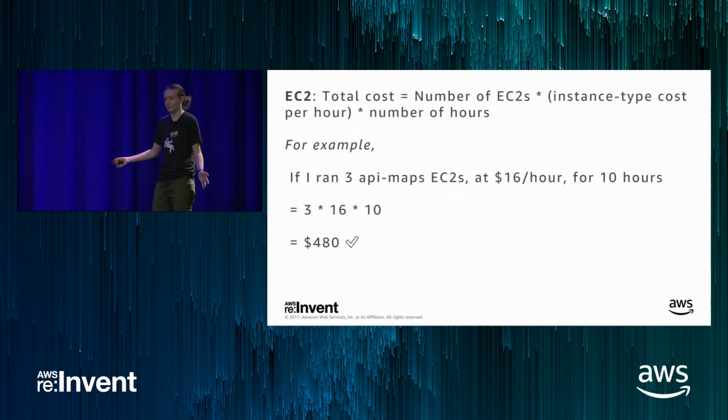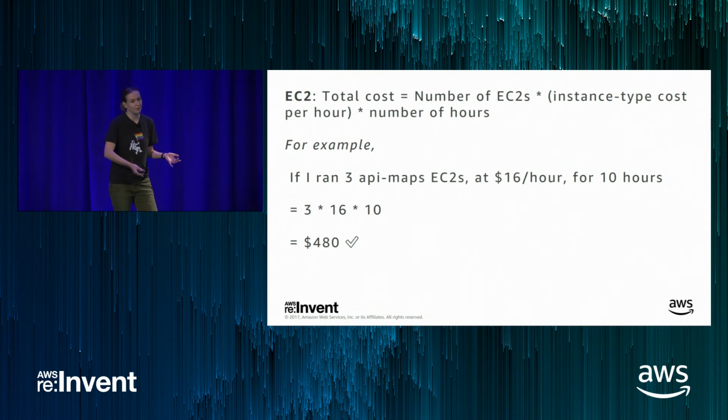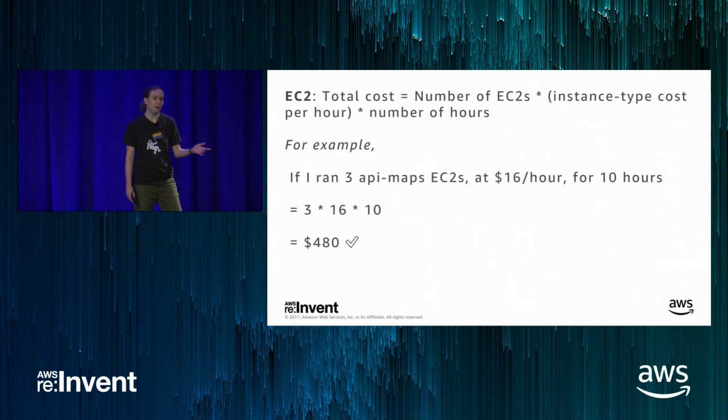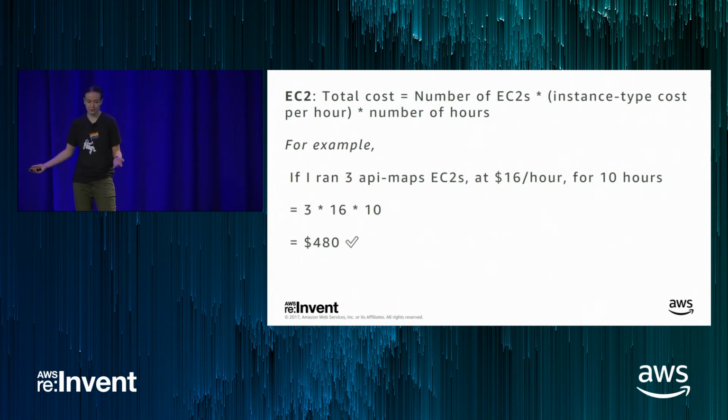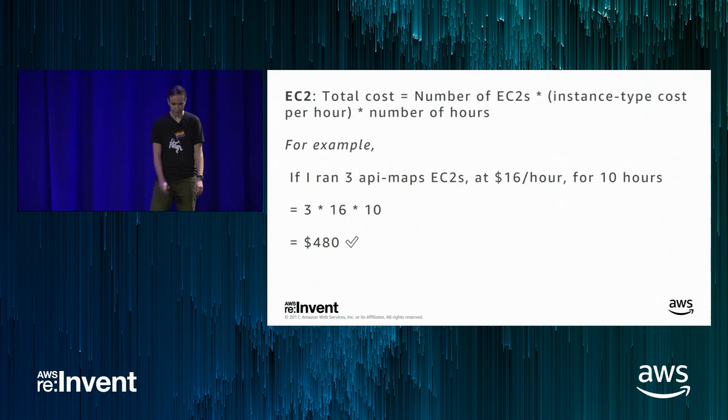You get the total number of EC2s that you're running, you multiply it by the instance type cost, and then you multiply that by the total duration that you're running those EC2s. So for example, if I ran 3 API maps EC2s, and they're costing me $16 an hour, and I ran this workload for 10 hours, I'm going to get $480. And this is sort of a simple equation to think through. So this was kind of the point that we were at before migrating to ECS.